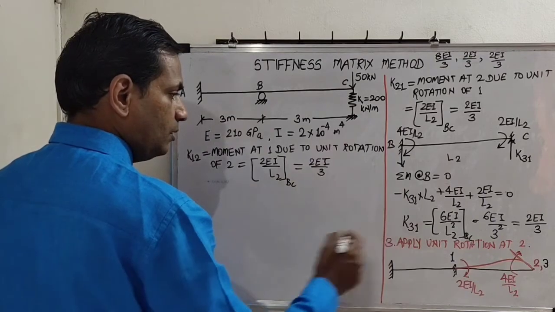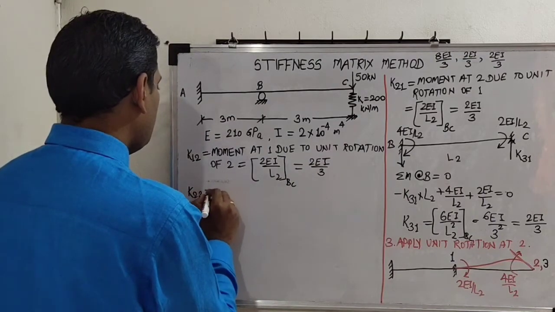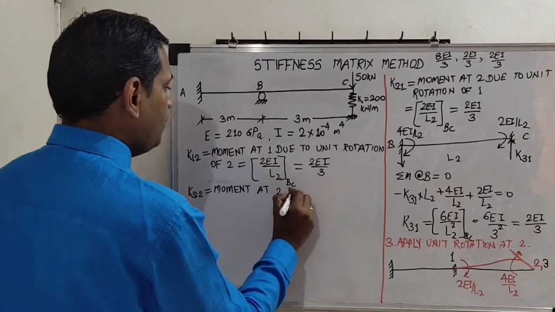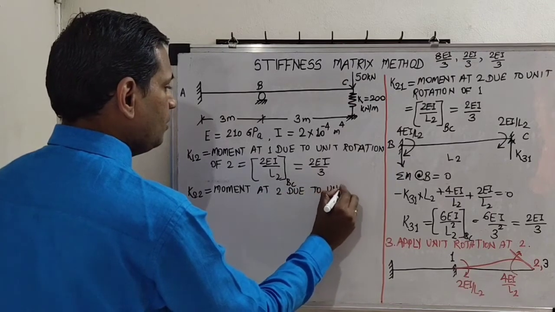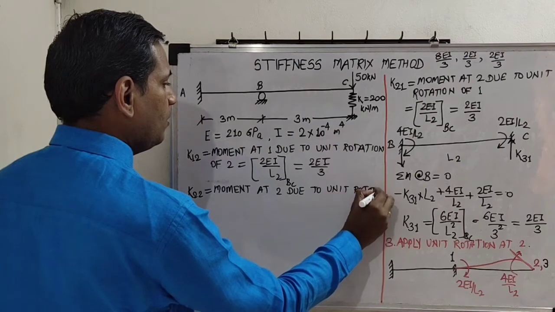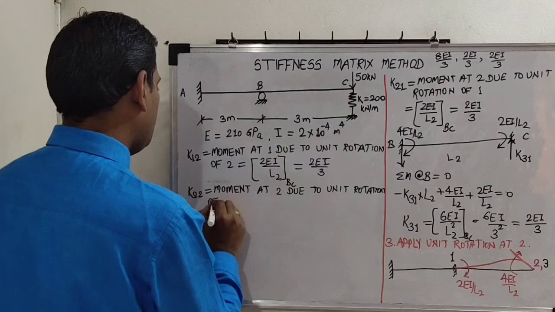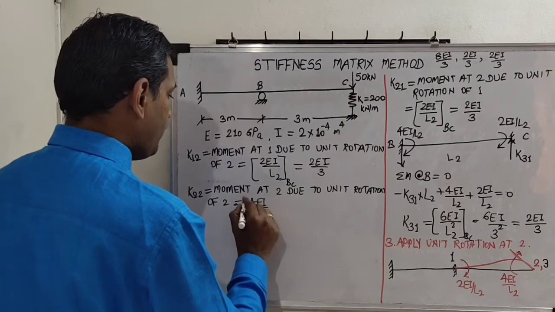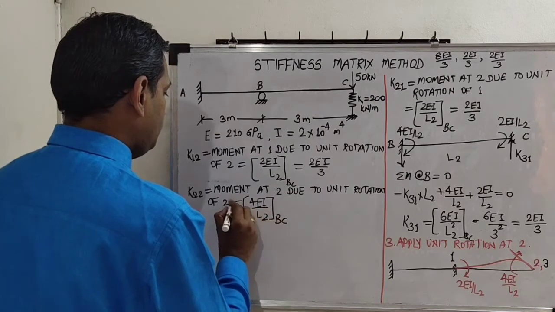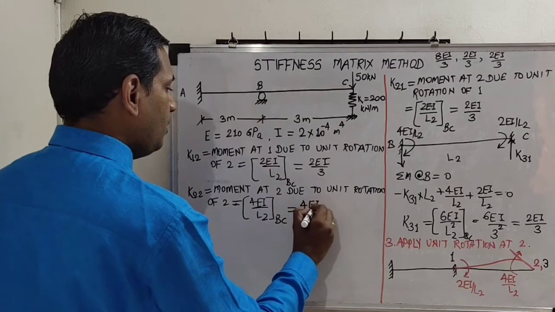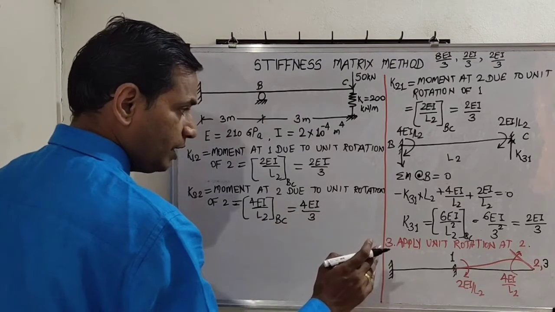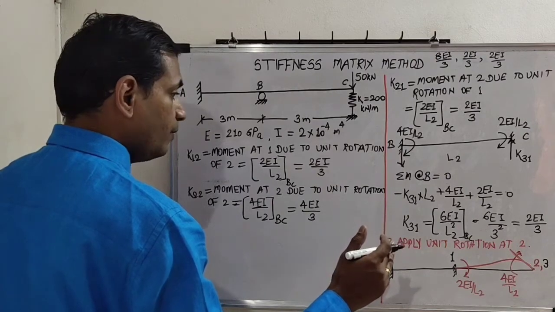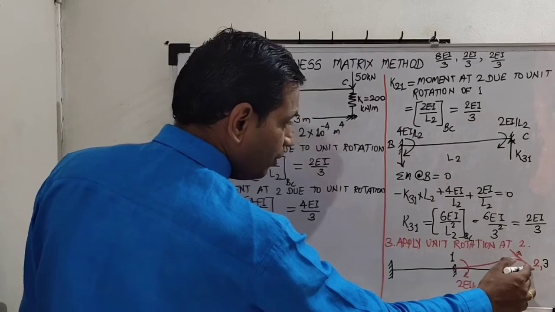Then K22. What is K22? Moment at 2 due to unit rotation of 2. How much is the value? 4EI by L2. Again it is from span BC. Okay. How much is the value? 4EI upon 3. Correct? 4EI by 3. Now we want K32. What will be K32? Reaction at 3 because of unit rotation of 2.